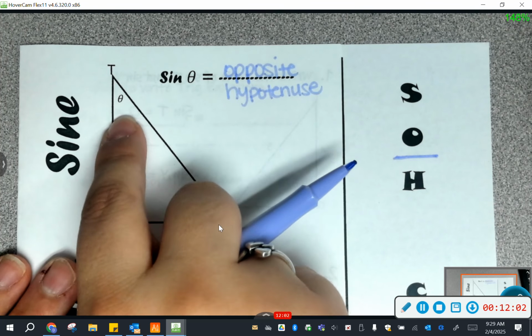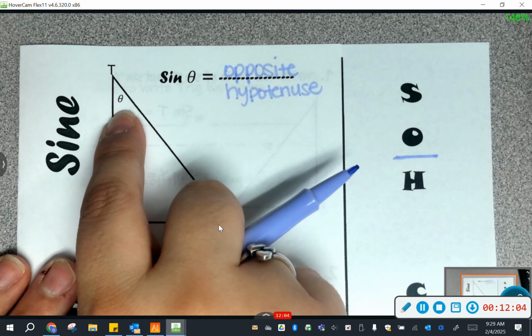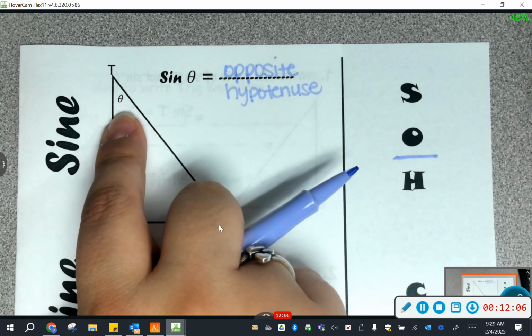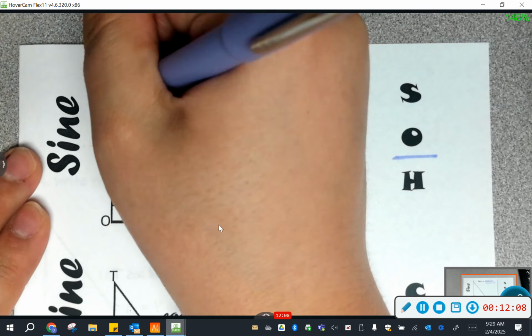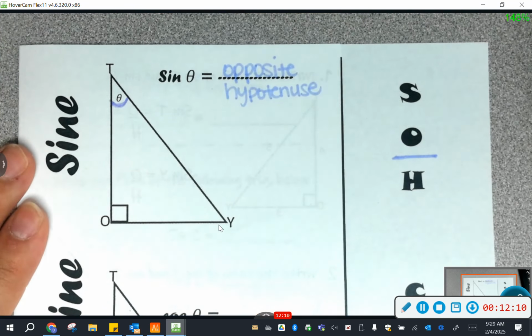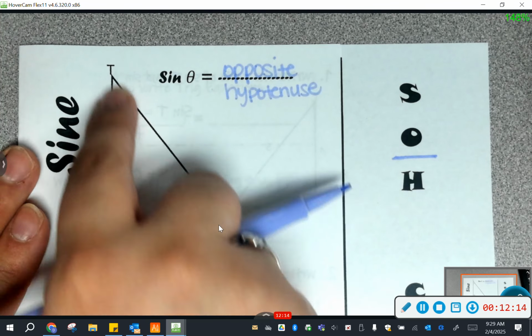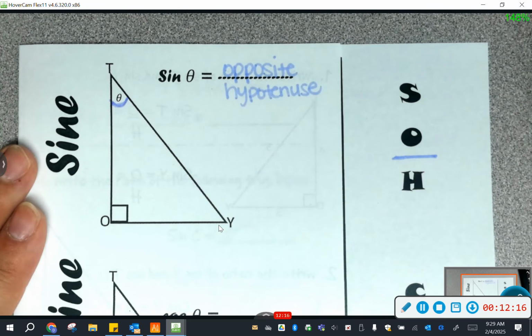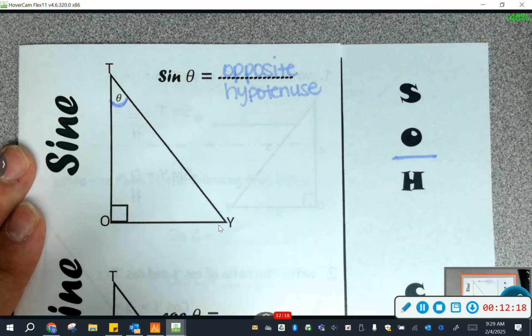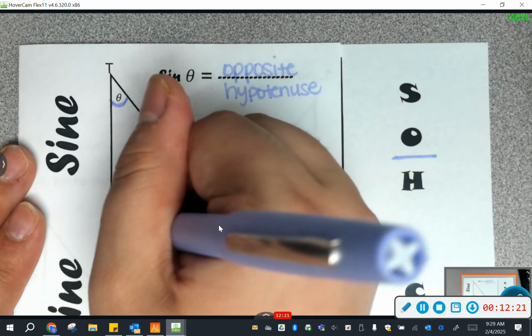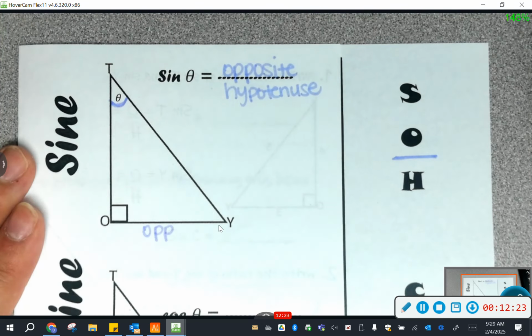This letter right here is called theta. It's a Greek letter. It's just like x. It's a variable. So I want you to do a little arch on theta. Which side is opposite of angle theta? Give me both 2 letters. OY. So I'm going to write the letters up across from OY. Opposite means across the triangle.